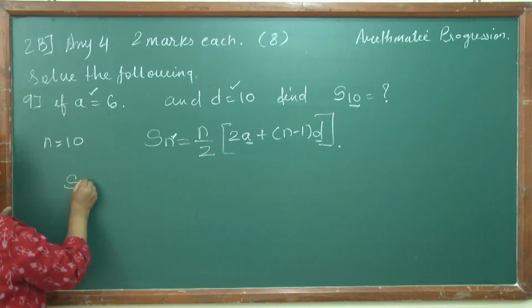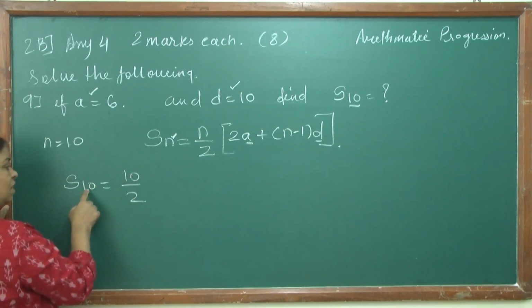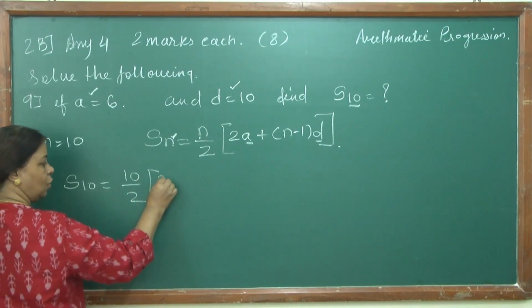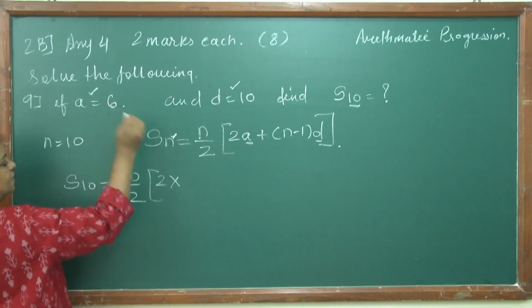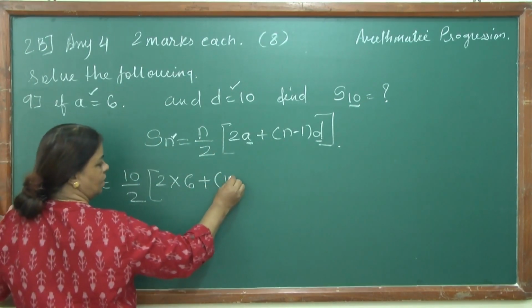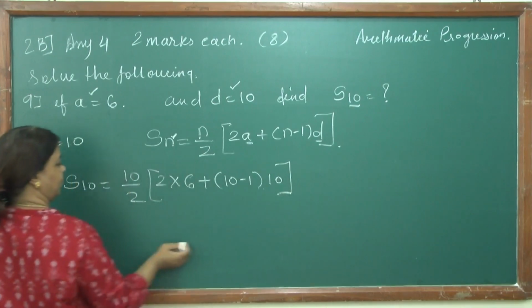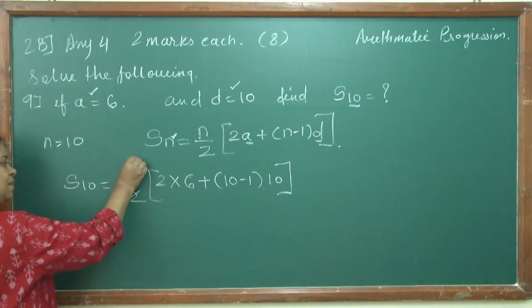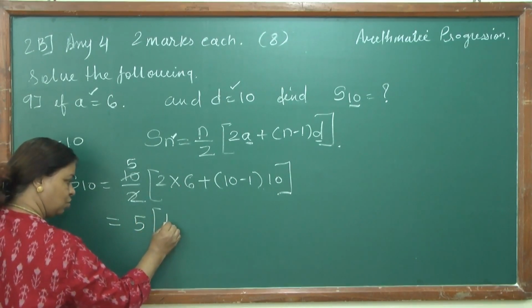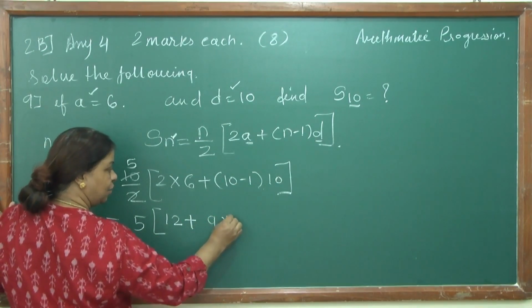Let us do it. S10 is equal to 10 upon 2, because n is 10. 2 into a is how much? 6 plus, n is 10, minus 1, into d. d is 10. 2 and 10 can be divided, children, so we get 5 here. 2 sixes are 12. Then plus, first solve the bracket. 10 minus 1, 9, into 10.